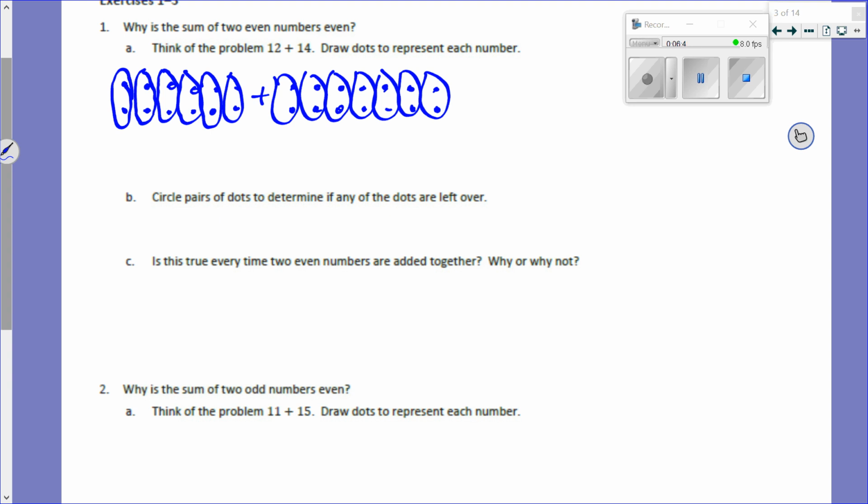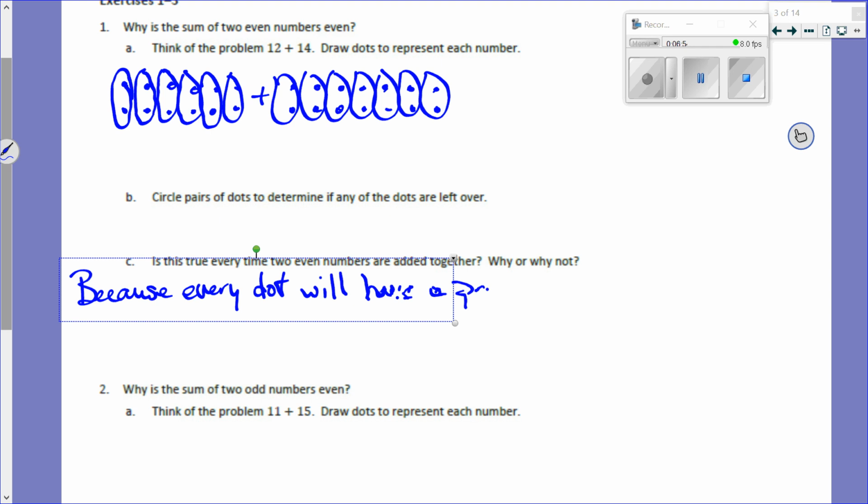Good, because every dot will have a partner. Nobody's left out. No one's left out. Not yet, anyway. On the evens, nobody's left out.